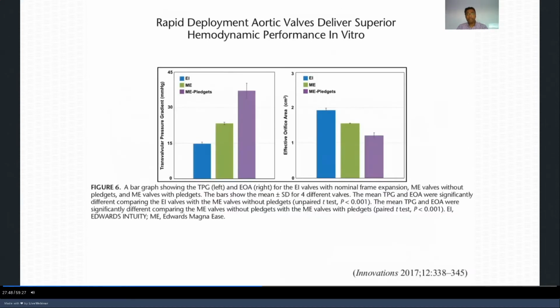And when they looked at the hemodynamic performance of the valve, the Intuitive Elite valve performed extremely well with the lowest gradients and the best effective orifice area. And not surprisingly, they were able to reiterate what Tabata and colleagues demonstrated about the techniques of implantation, in which the patients who had pledgets used had higher gradients and less effective orifice area.